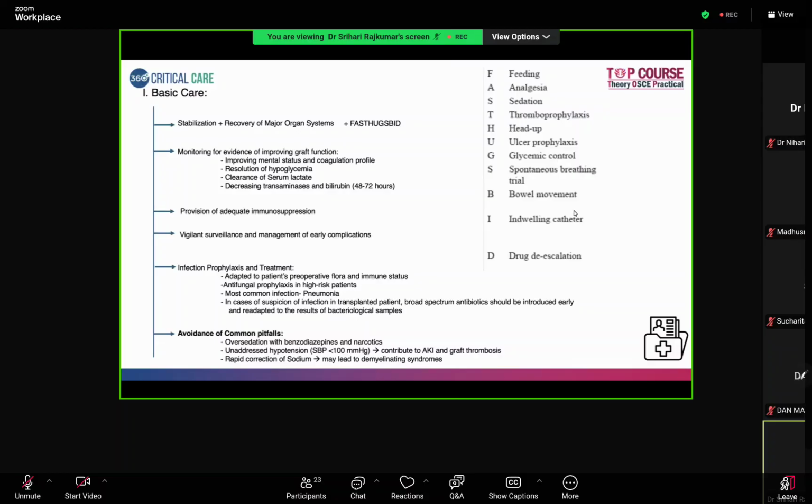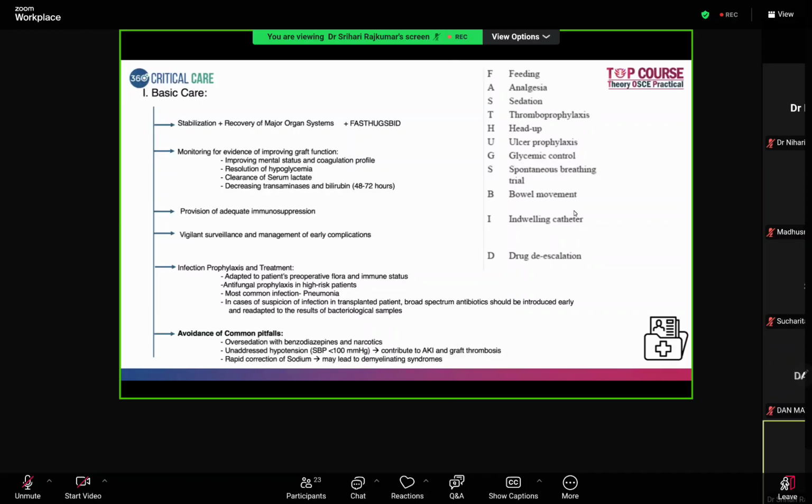And the most important thing is avoidance of common pitfalls. Because in anesthesia, there is a saying, you do one mistake, you are spared. But when you do two mistakes, there is some big complication or catastrophe that is going to happen. In transplant recipients, there is no error for a second mistake also, because even a small mistake is going to create a big blunder. So it has to be taken care very prudently. So you need to avoid common pitfalls.